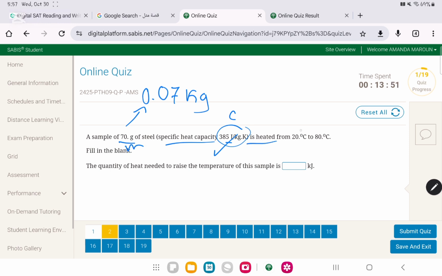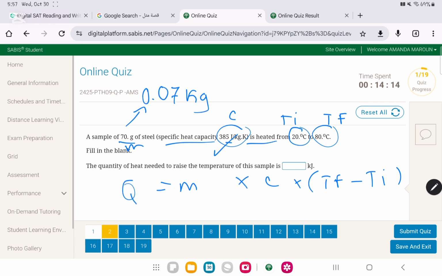Now, they told us it is heated from 20 degrees Celsius, which is temperature initial, to 80 degrees Celsius, which is temperature final. So now what do we have? We have mass, specific heat capacity, and temperature final and temperature initial. If we put them all together in an equation, we get Q equals m times c times temperature final minus temperature initial, which is delta T. To make sure that our equation is correct, we read what they want. They want the quantity of heat. Quantity of heat means Q. That means our equation is correct.